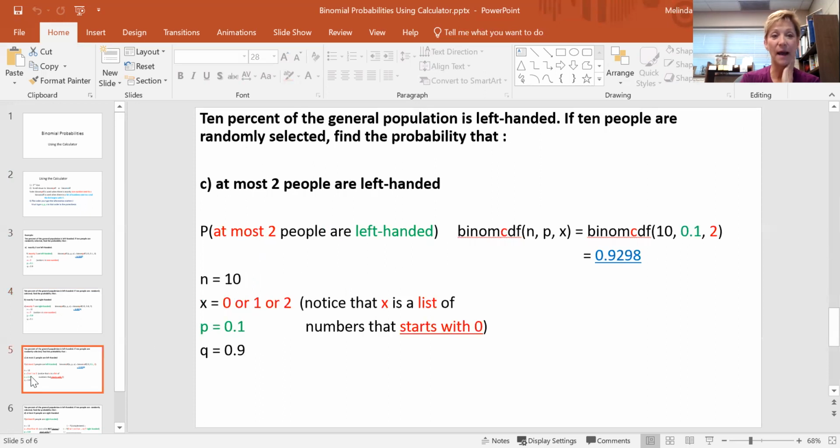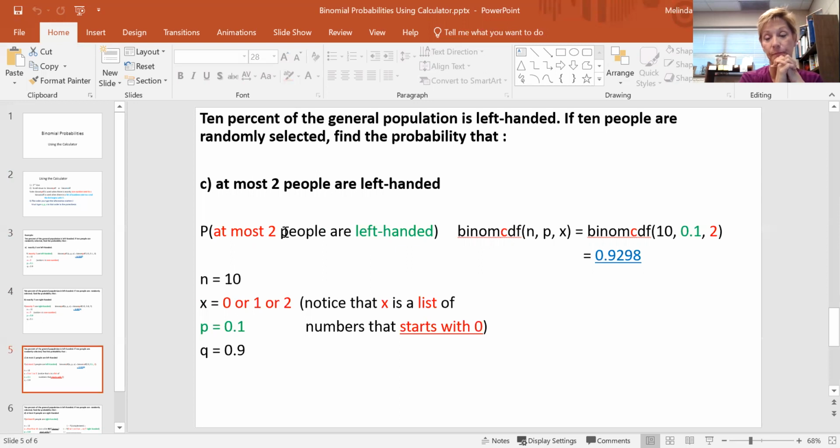All right, hopefully you're back. So now we're going to do this one. Still 10% of the population is left-handed, still picking 10 people. Find the probability that at most 2 are left-handed. So I put in here probability that at most 2 are left-handed. Now, what does it mean when it says at most 2? At most does not mean more than. All right, at most means that that's the cap, that's the maximum. So at most 2 means 0 or 1 or 2.